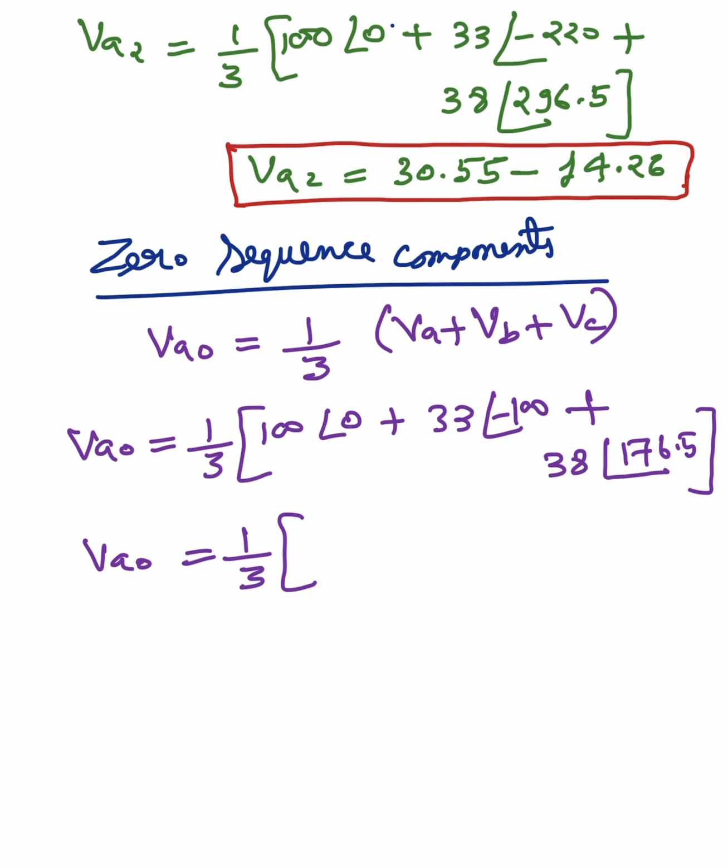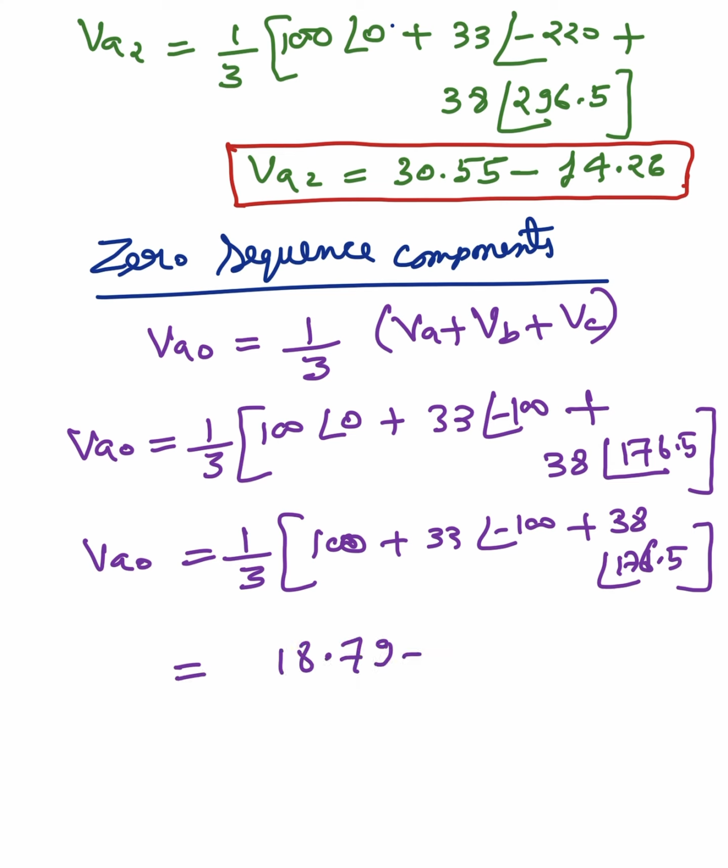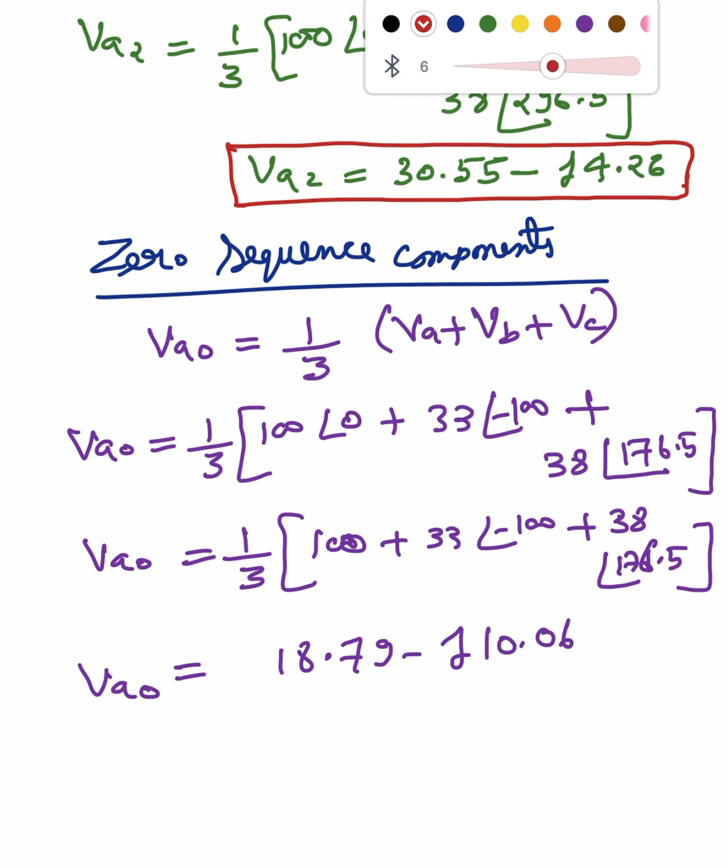Then the value is 100 angle 0, plus 33 angle minus 100, and here same, 38 angle 176.5. So the value of this is 18.79 plus j 10.06. That is the value of the zero sequence component.